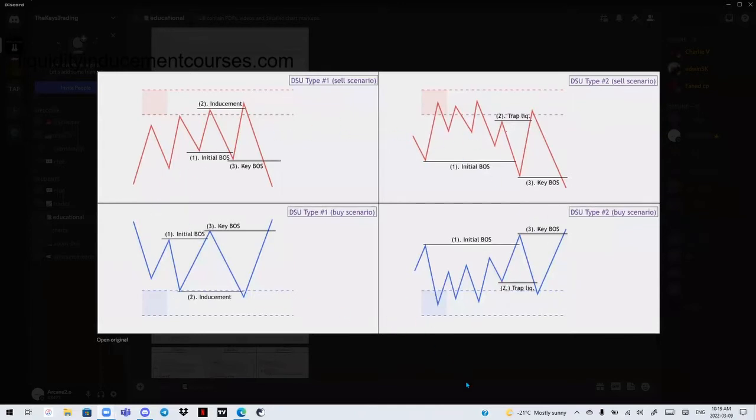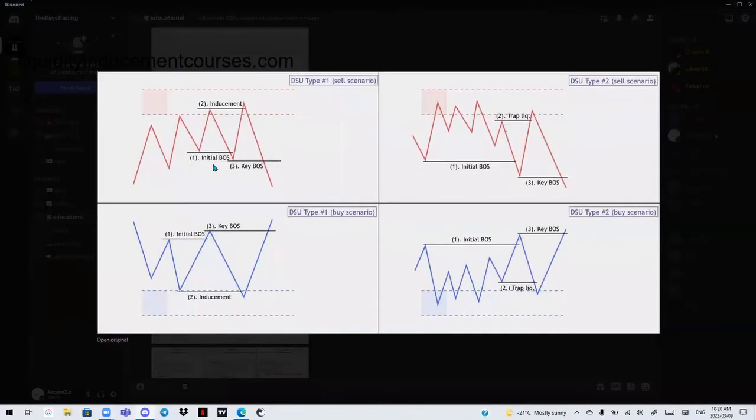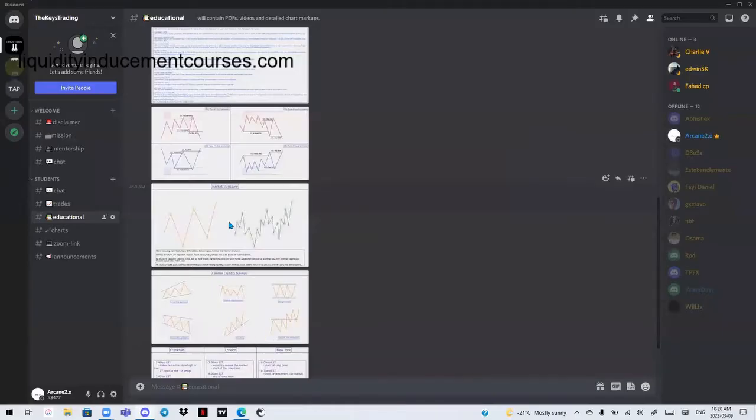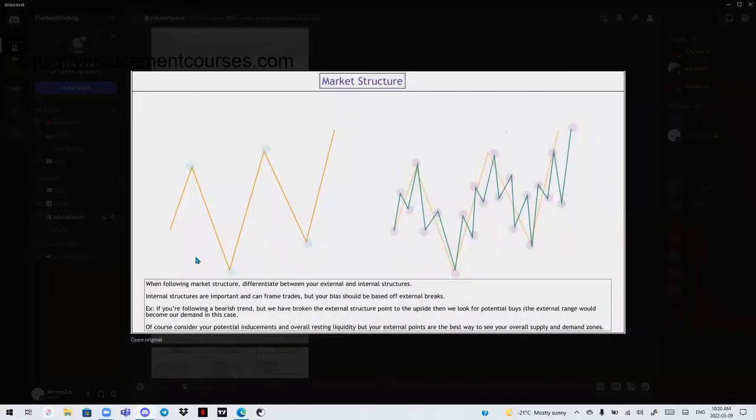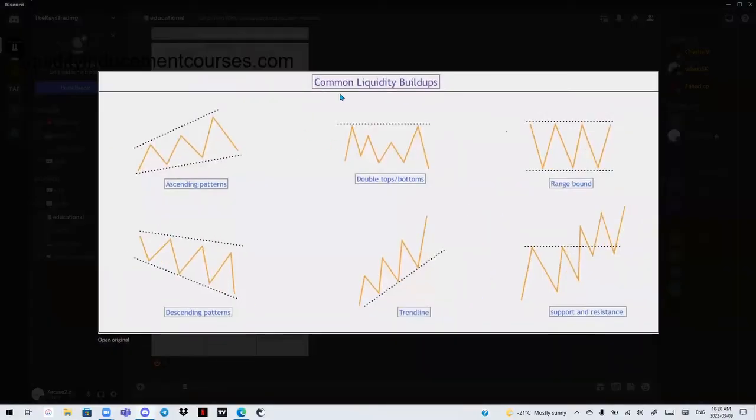Why DSU, why is MSU the same? We're changing the name. Right here we have the glossary. Deviation setup is the thing that was previously called MSU. Deviation setup, DSU, same thing. Nothing changed, just the name. Here we don't need market structure, but David, my partner, uses market structure, so we go with it. These are the liquidity buildups that we like to see.